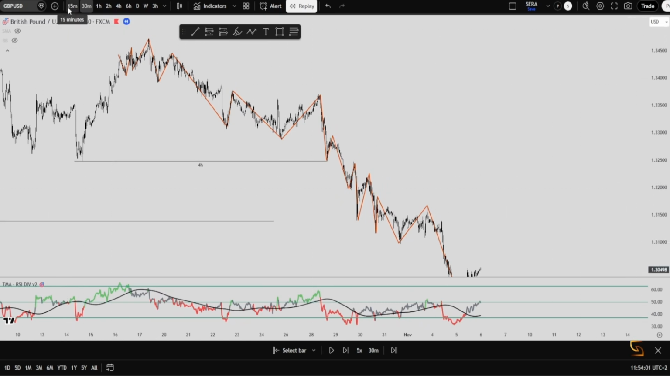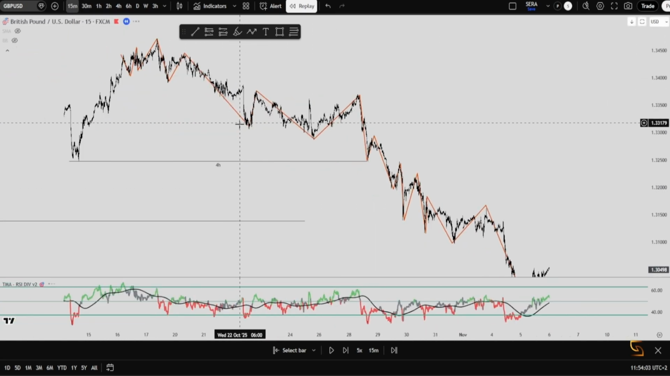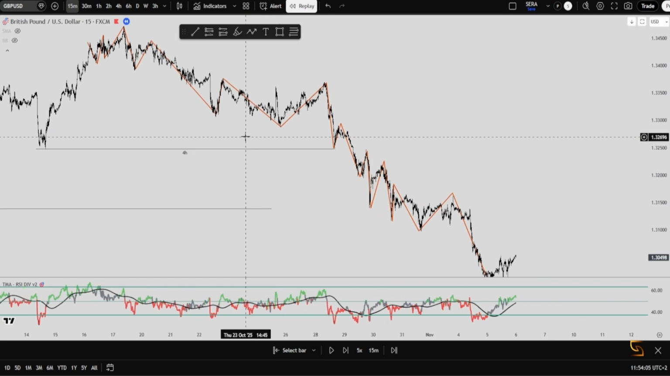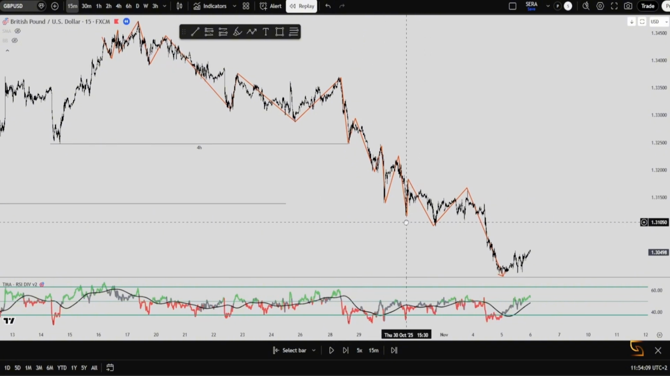If we use a 15-minute time frame, we can see more details, but the structure remains the same. So, the structure basically shows us the price behavior. In conclusion, the time frame only helps us to visualize, while the structure basically shows us the real behavior of the price.